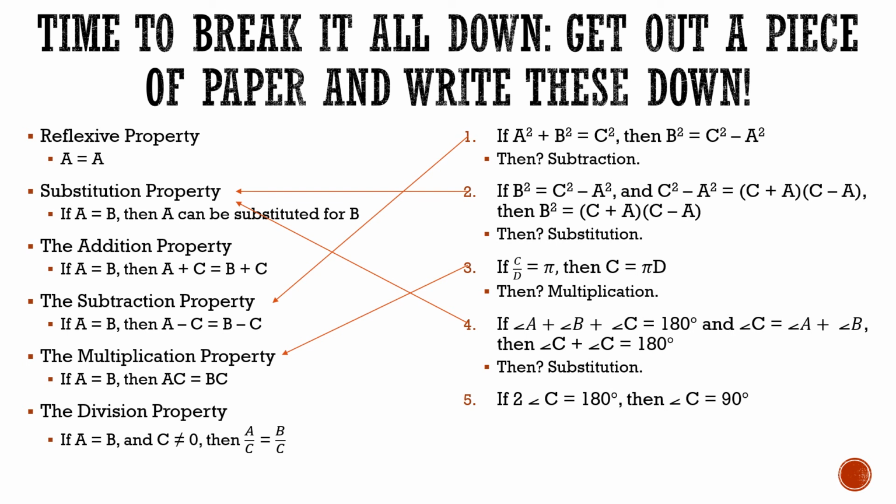Last, we can look at number 5 and say that if 2 times angle C equals 180 degrees, then angle C equals 90 degrees. So again, look at your then portion and think about how did we get from that 180 to 90 degrees? Well, we divided by 2, which means we used the division property.